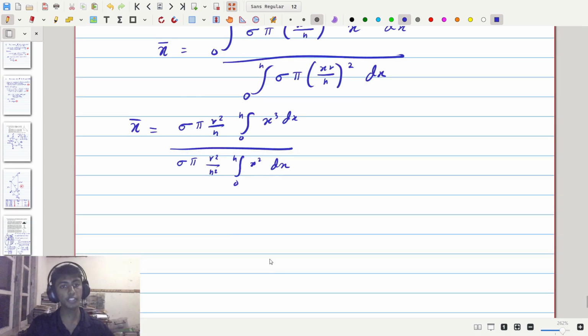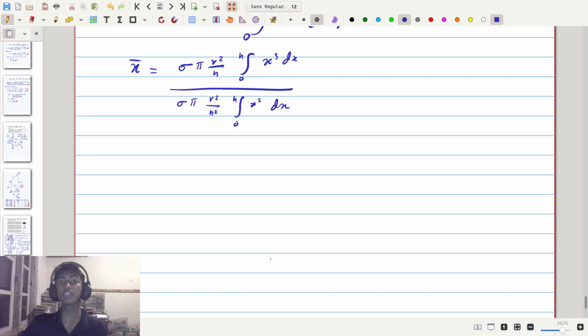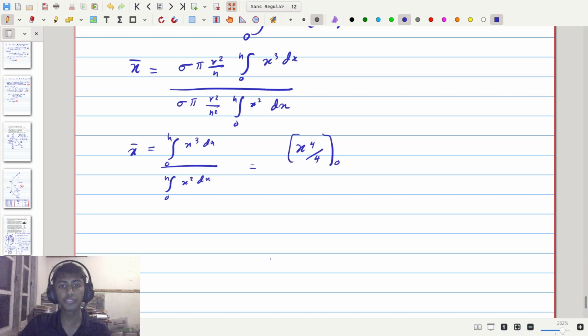Now we can see in this particular case, all of the constants perfectly cancel, leaving us with x bar equal to the integral from 0 to h of x cubed dx divided by the integral from 0 to h of x squared dx. Simplifying this down, we get x to the power of 4 divided by 4 from x equals 0 up to h, divided by x cubed divided by 3 from again 0 up to h.